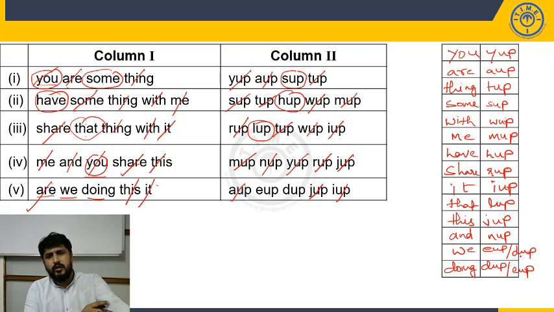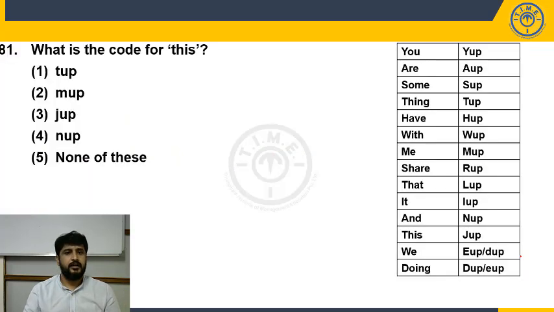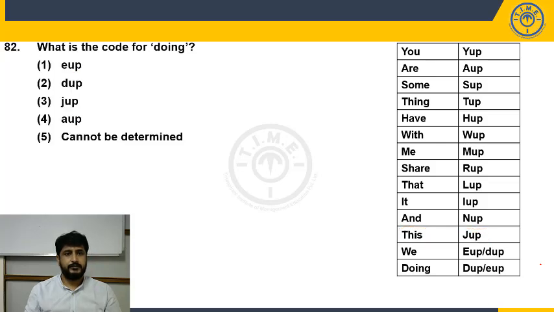I hope you know how to solve these questions. I'm just explaining that, that's it. Let's answer the questions. What is the code for this? JUP. Take a screenshot. JUP. Choice 3. What is the code for "doing"? Can you say? No. It could be DUP or EUP, and they're asking for a definite code. So it cannot be determined. Choice 5.